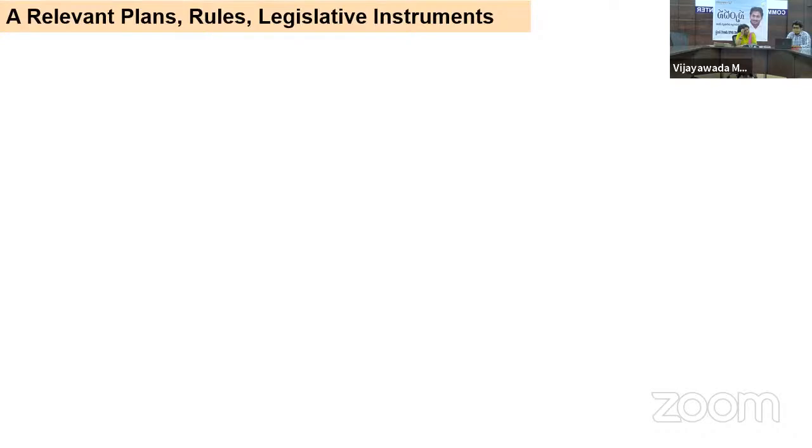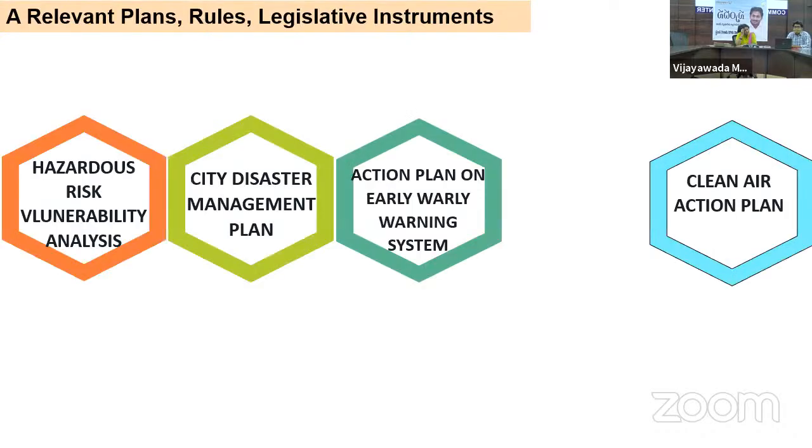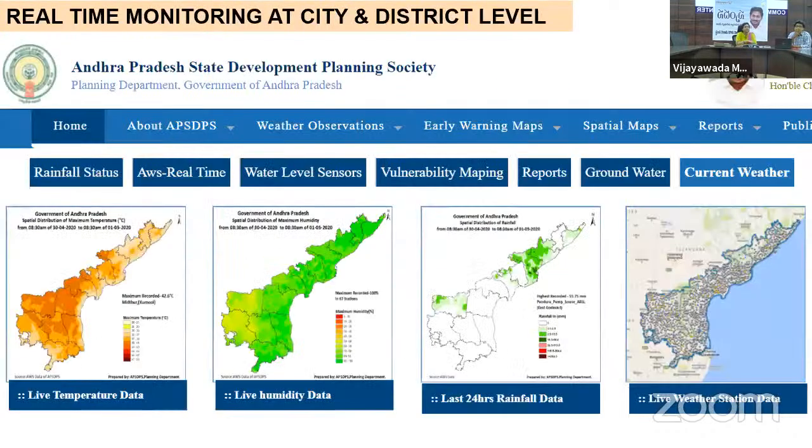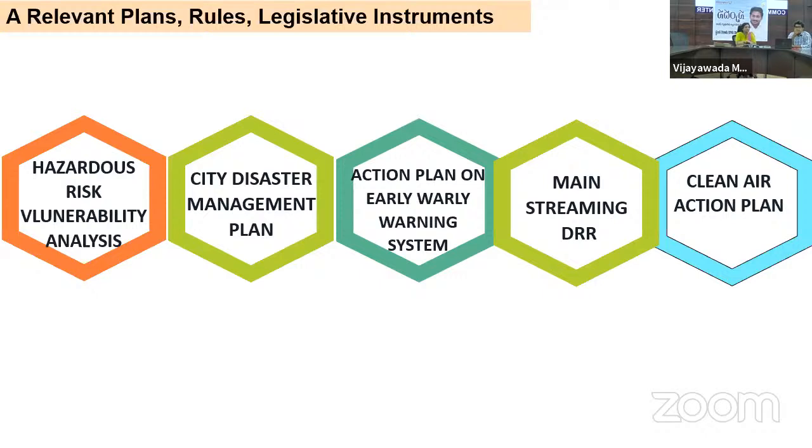We have taken up various studies with NGOs and the surrounding universities for hazard risk, vulnerability, and the resilience status of Vijayawada. And now we are moving on to the Clean Air Action Plan. As part of the 15th Finance Commission, we are into the Clean Air Action Plan, because we are already working with UNIDO on the reduction of greenhouse gases. So we are planning for a Clean Air Action Plan.